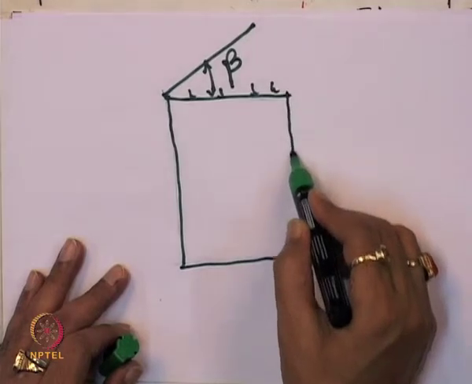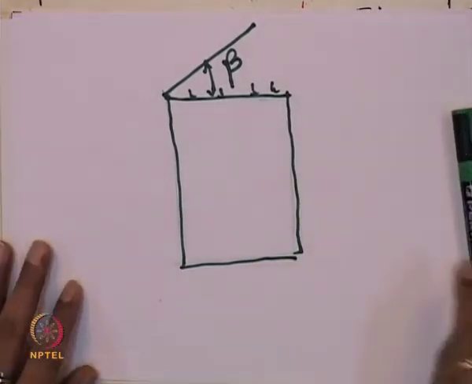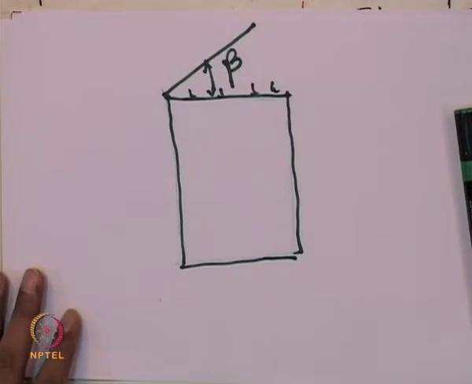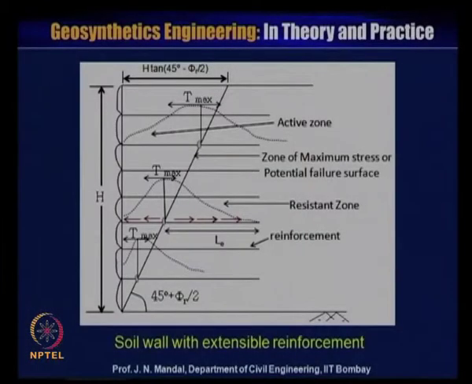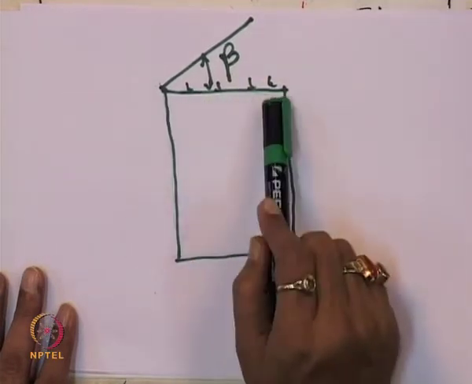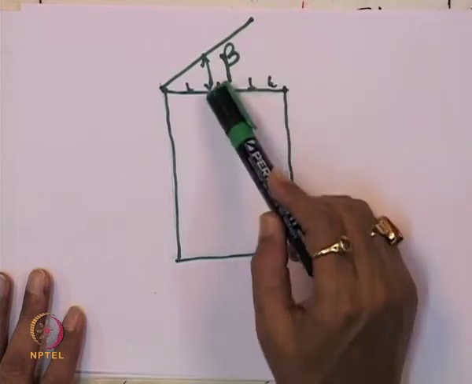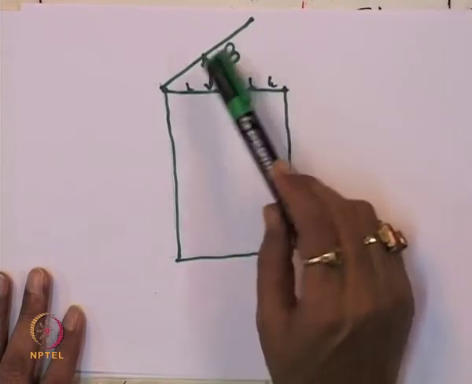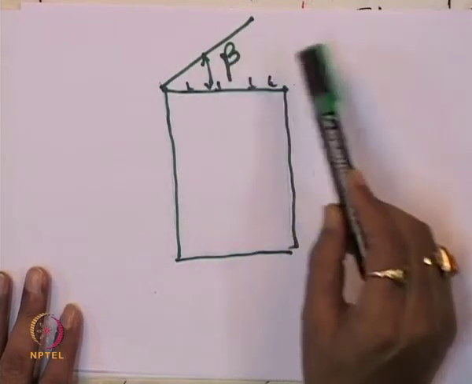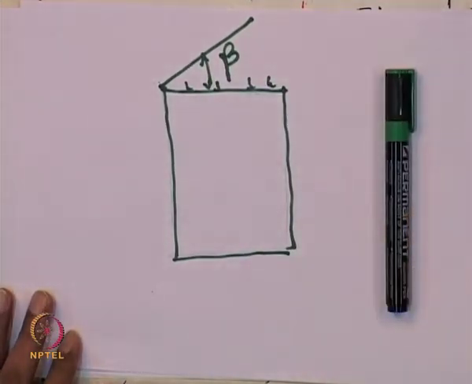So, what will be the change of the coefficient of active earth pressure? We can show you. For this slope angle, you can calculate what will be the coefficient of active earth pressure when there will be no surcharge load, and what will be the coefficient when this angle is equal to beta.